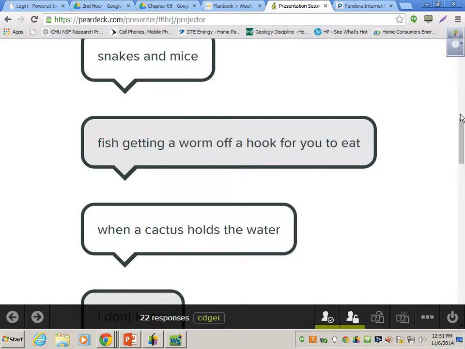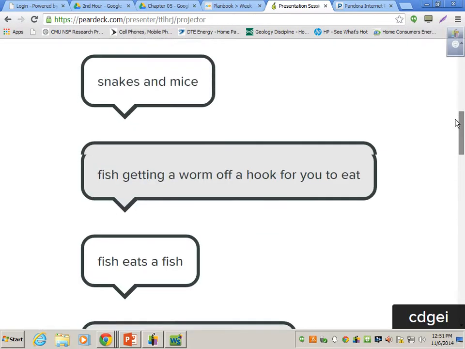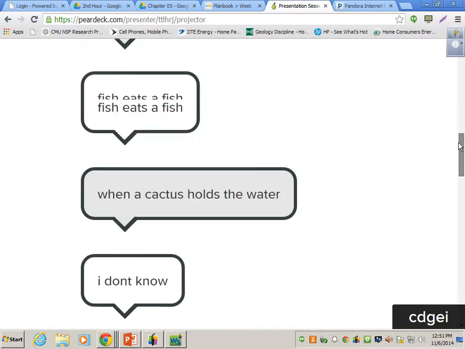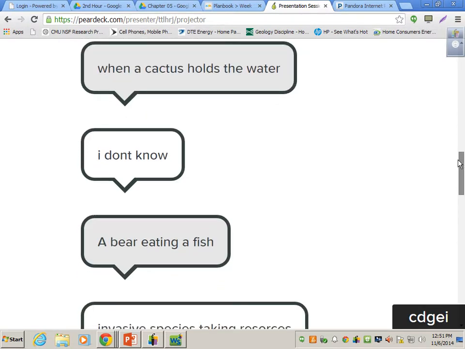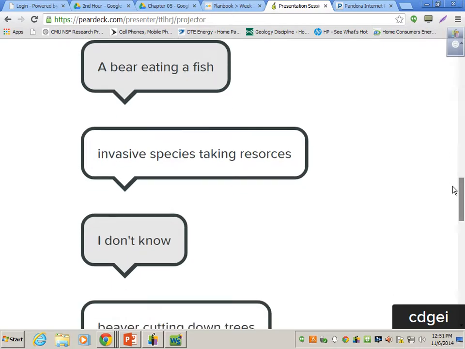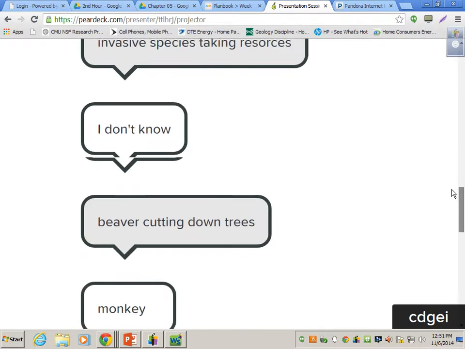Oh, they are both after survival, yep. I was thinking where one took a resource from the other, not ate the other one, though. Fish getting a worm, okay. Fish eats a fish, and then it's not there for another fish. Okay. So if a bear eats the fish, it's not there for the raccoon. I'll go with that.